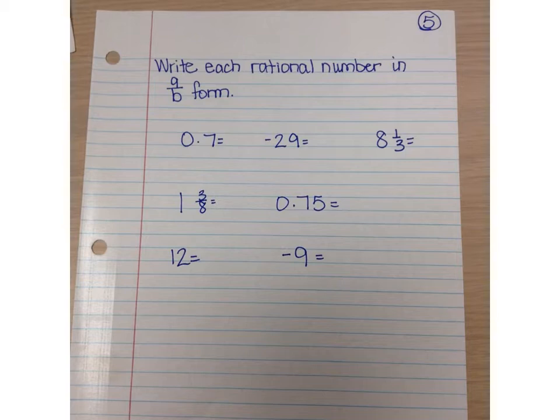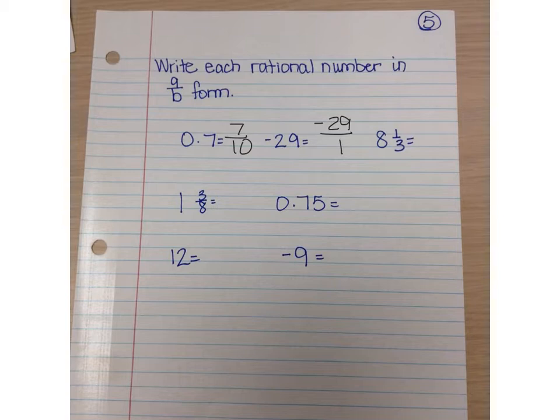In box 5, I want you to have a little bit of practice writing these numbers in the A over B form. So we're going to read the first one mathematically. Mathematically, it's 7/10, so I would just write 7/10. Next, -29. Remember, if it's not in a fraction already, we just put it over 1. -29 over 1.